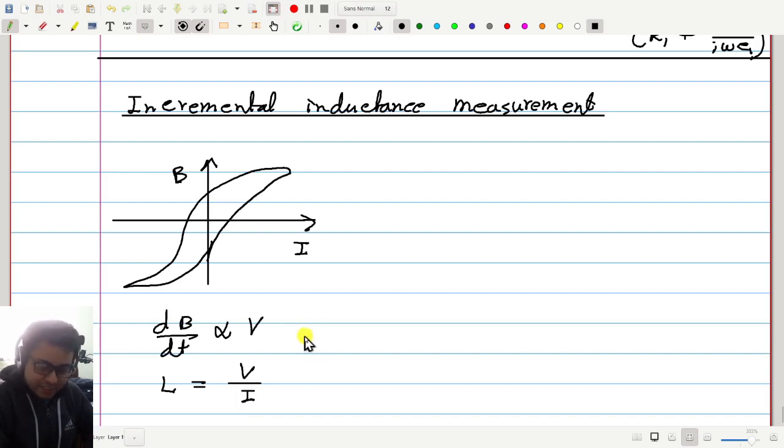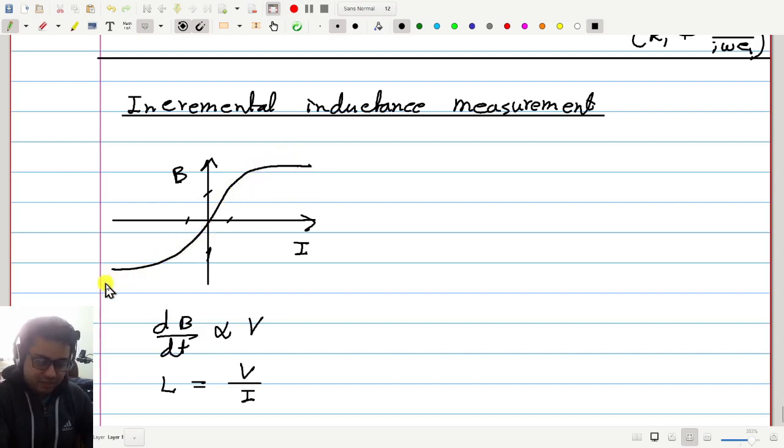Now for simplicity, let me ignore this hysteresis loop. Suppose the hysteresis is not that much, for simplicity of understanding. So you can think that the curve is like this. It has saturation, so we are talking about an iron core coil. It still has saturation, but hysteresis is not that much. So you may think the hysteresis band is very narrow, something like this. It's so narrow that we can think of this as a single line.